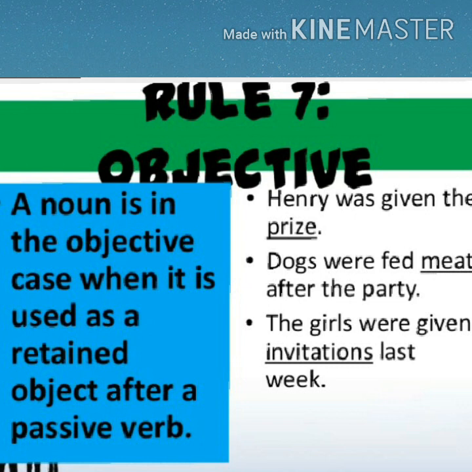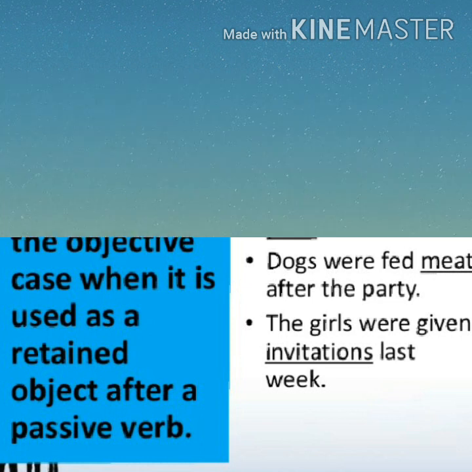Now let's see rule number 7. A noun is in the objective case when it is used as a retained object after a passive verb. For example, Henry was given the prize. Dogs were fed meat after the party. The girls were given invitations last week. Here the underlined words prize, meat and invitations are used as a retained object after a passive verb.